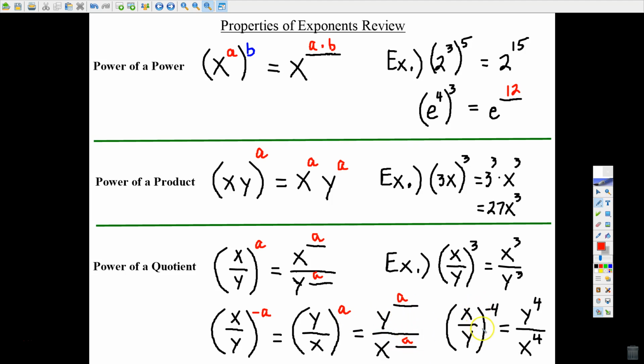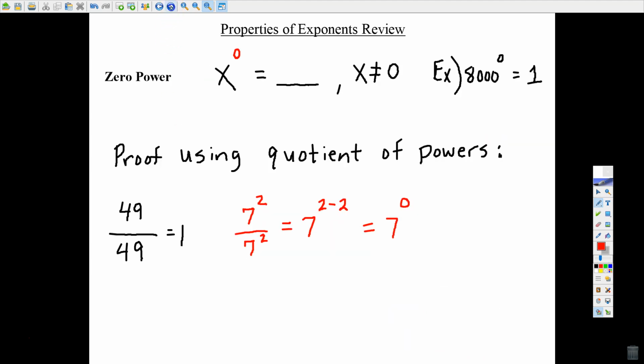All right, so here's another example. X over y to the negative 4. Well, the negative exponent means you flip it over, you write the reciprocal of the base, which would be y over x, and then you change the exponent to positive, so both y and x will be raised to the fourth power.